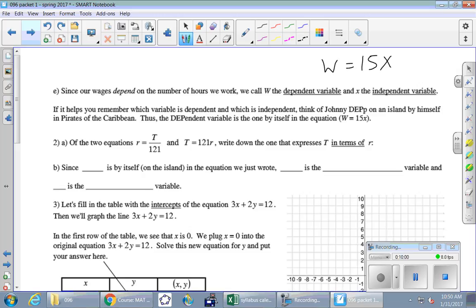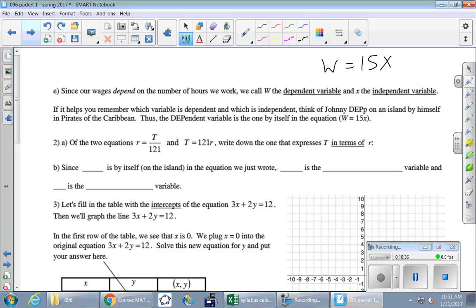Whichever letter is by itself is defined to be the dependent variable. I've got this little cutesy mnemonic device. If it works for you, great. You guys remember Pirates of the Caribbean with Johnny Depp? If you think of Johnny Depp stranded on an island by himself in that movie, the thing by itself is the dependent variable. It's a little bit of a stretch, yes. But the dependent variable is the one by itself, and you picture Johnny Depp as a buccaneer on an island by himself.